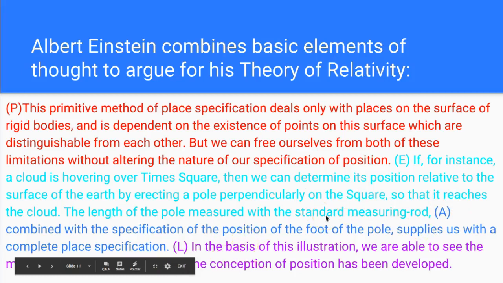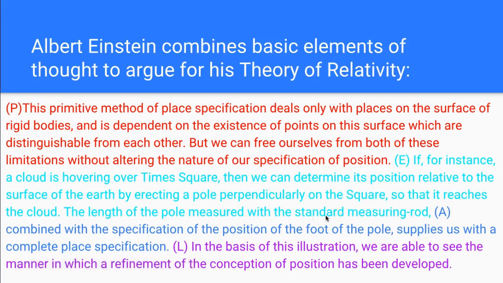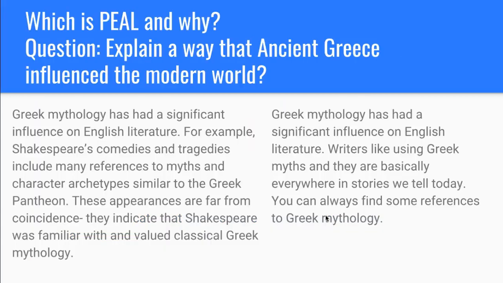He says, hey, my illustration shows you that, as I said in the first place, this is our usual way of finding position. It's relative to something else, okay? So this one's super hard. Don't worry about understanding it. I just want to show you that even Albert Einstein is using this PEAL formatting. It's just not always obvious, okay?